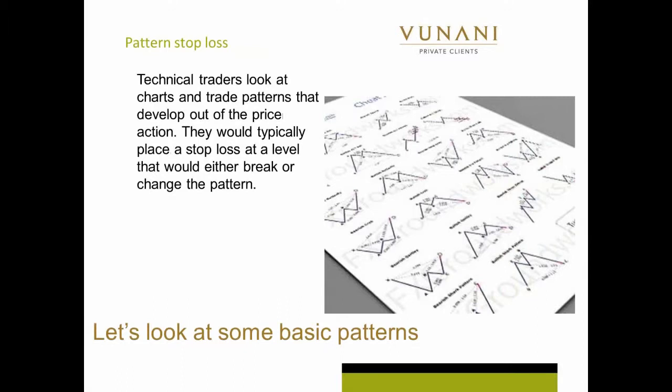So without getting too technical, as this is an introduction, I just want to look at some basic patterns, and maybe you guys can look at your charts, see if you can identify any of them, and this will help you not only establish where to put a stop loss, but help you to formulate a complete trade. In other words, your entry, your exit, both take profit and stop loss. So let's look at some basic patterns. Okay, one of the most common ones is a symmetrical triangle.